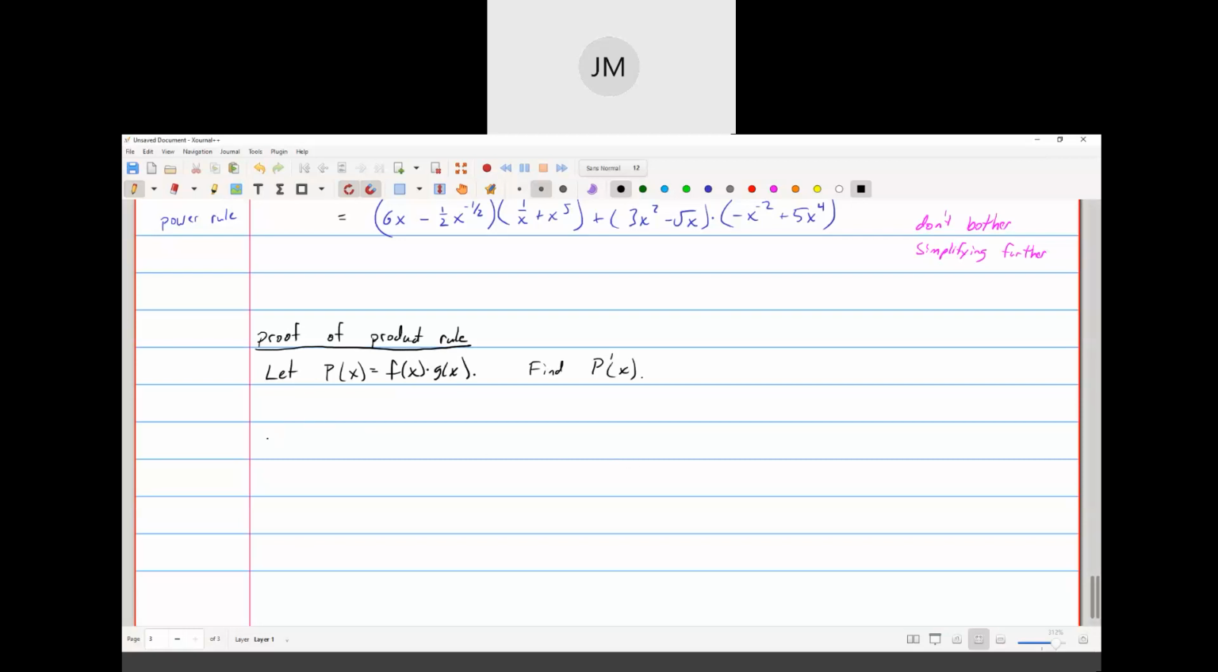Okay. So let's start by writing down the definition of the derivative, right? We have the limit as h goes to 0 of p of x plus h minus p of x all over h. Okay, and my function is f of x times g of x, so if I replace x with x plus h, I'll have f of x plus h times g of x plus h. Okay, and then p of x is just f of x times g of x that I'm subtracting.